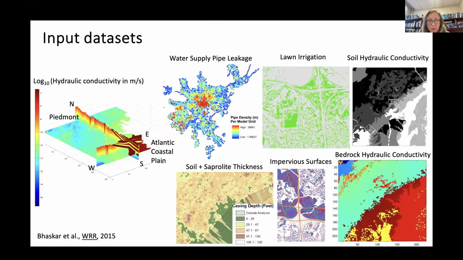Okay, so the impervious surface coverage GIS layer is important, and we assign impervious surfaces a specific hydraulic conductivity. I mean, they're not zero, it's something small. So we assign those that are on top of the soil a limited hydraulic conductivity.